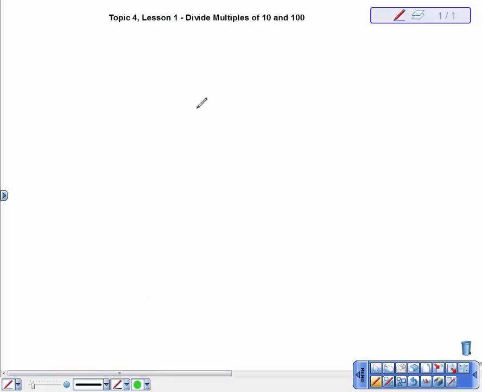Let's try another problem. Let's try 360 divided by 3. Remember, I want to make this problem easier, so I'm going to borrow my 0. I don't have any zeros on the divisor side, so I can't get rid of them permanently. I'm going to borrow my 0. I end up with 36 divided by 3.